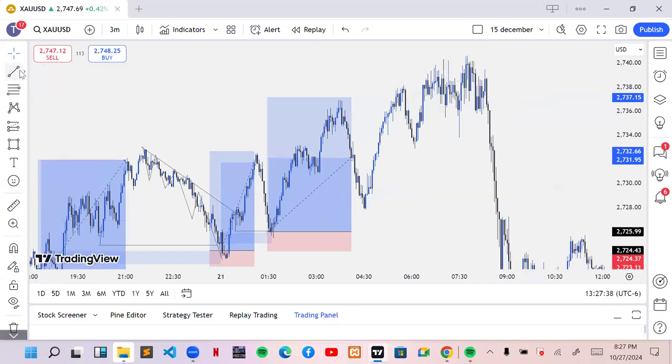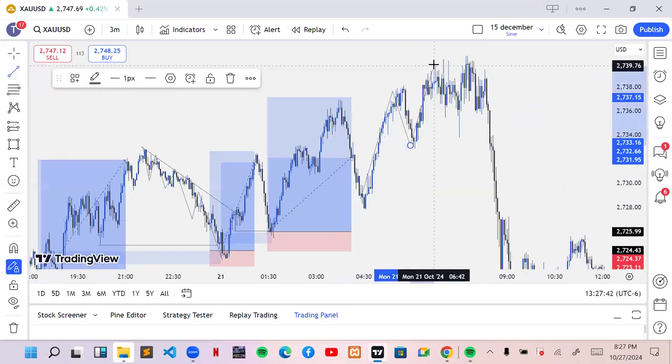For example, you can see this is a trend line. You can see higher highs and higher lows, higher highs and higher lows. So this is where the market shifted structure and started going down. What did the price do?